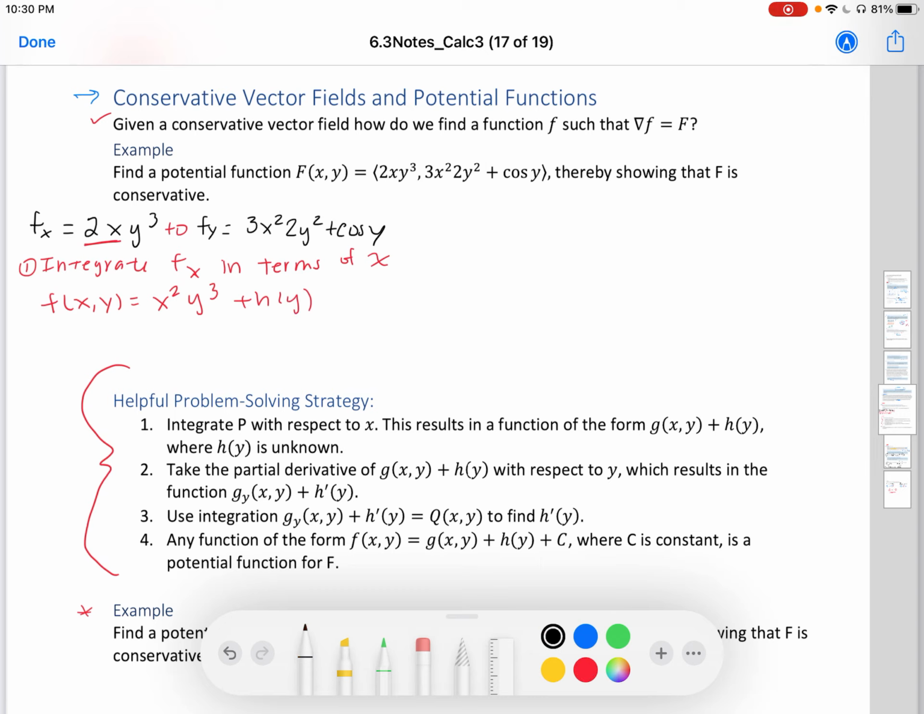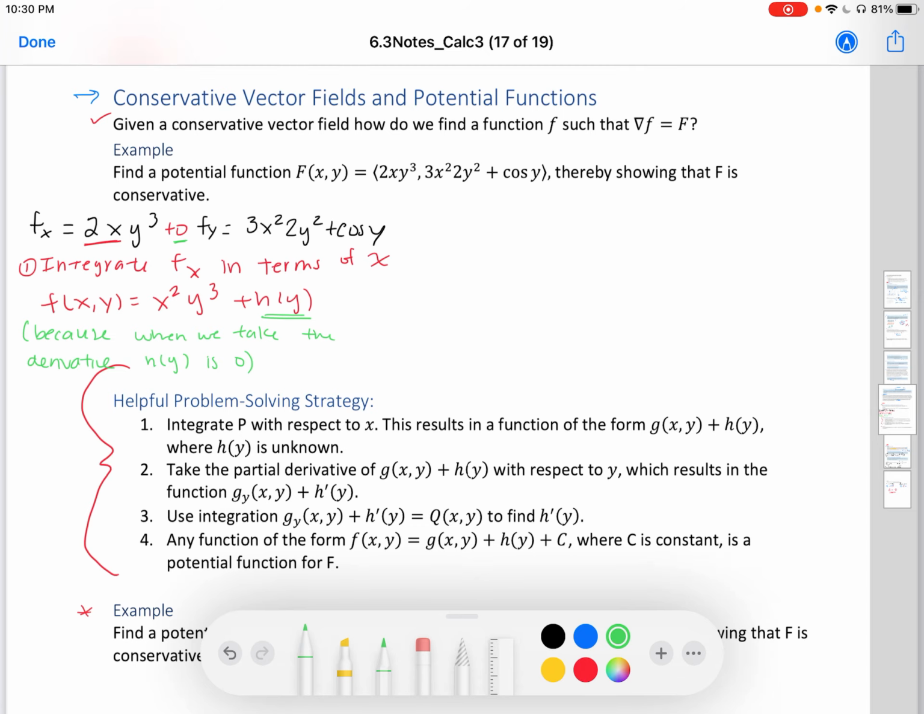So I'll write a little note of that. Because when we take the derivative, h of y is 0. So that's why there's no x. Because if I take the derivative of x, it should be 0, right? That's why it's h of y.